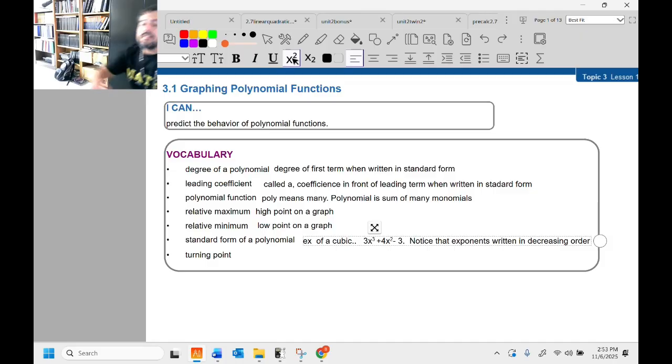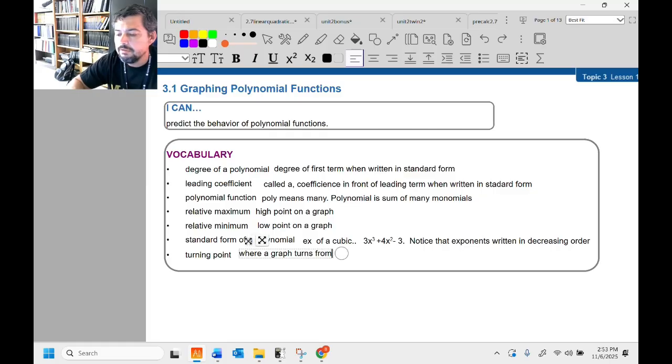Turning point is simply where a graph turns. That's all it is. It's where a graph turns from decreasing to increasing or vice versa. All right, there's your vocab.